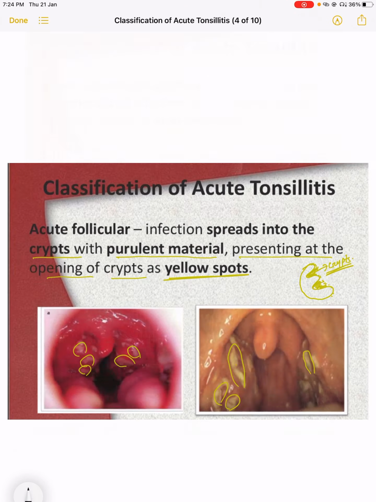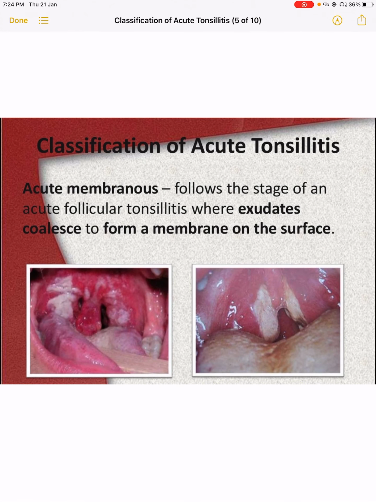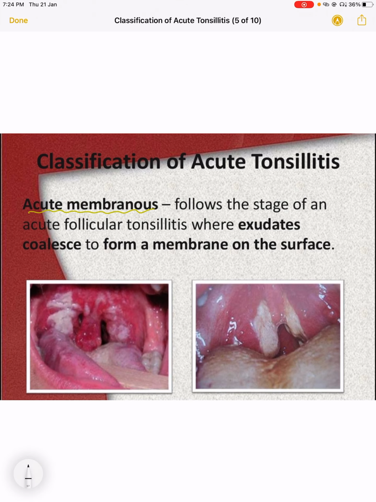Then we will see the third stage. This is known as acute membranous tonsillitis. Okay, I have told you this. This is the tonsil, these are the crypts.